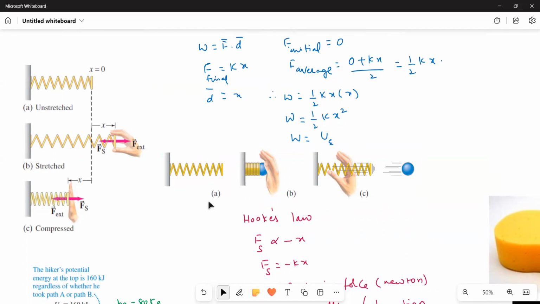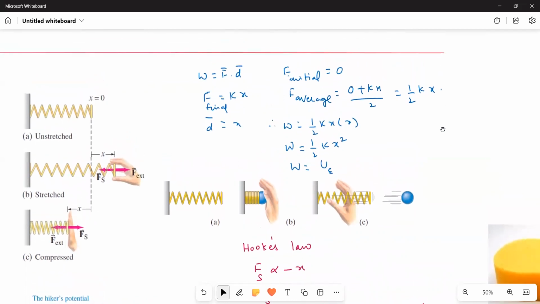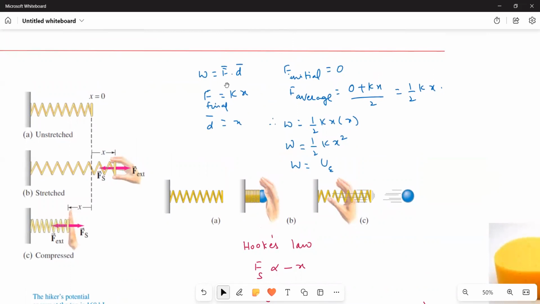This is the elastic potential energy that I will represent mathematically. Work done is equal to force dot displacement. Here, initially no force is acting on it, that is why it is 0, and later the force is applied, and therefore F final is equal to kx. That is why I have to take the average. One is 0, another one is kx, so F average is equal to (0 plus kx) by 2, or I can write it as half kx. And displacement is nothing but x.